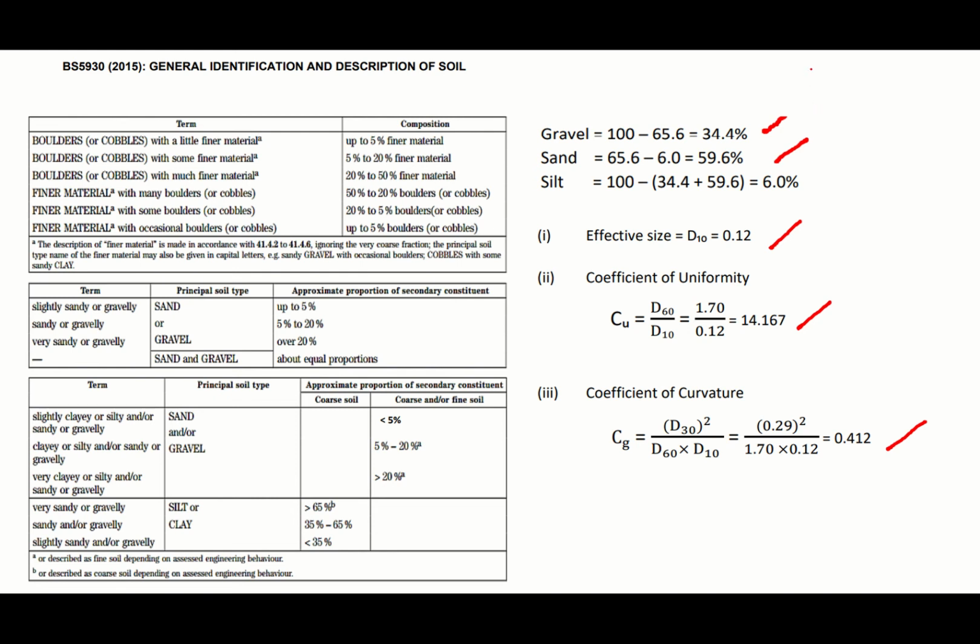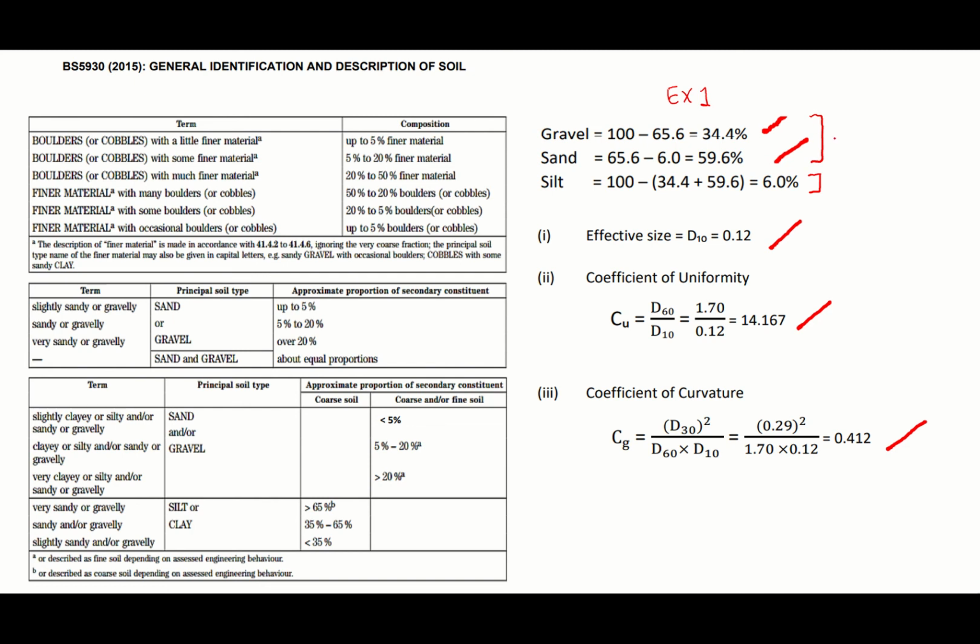The first step is to look at the coarse grain and then look at the fine grain, and see which composition will be the majority. So in this example 1, when you add up sand and gravel it is about 90% above. We know that we will name this soil classification using the coarse grain as the primary, the principal soil type.